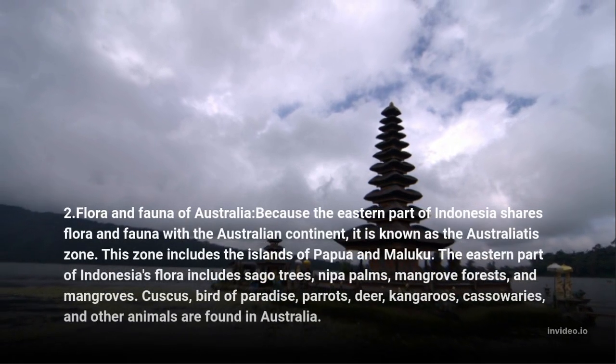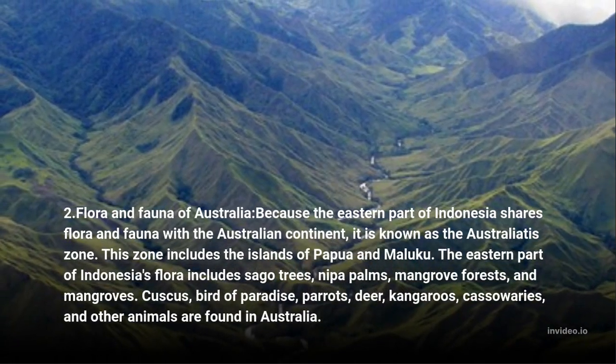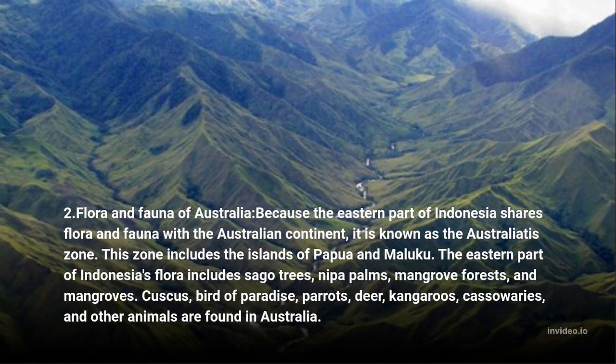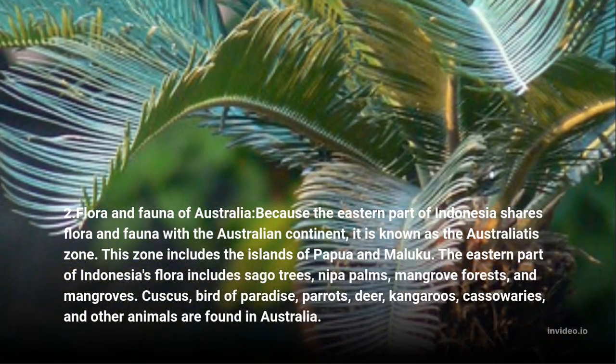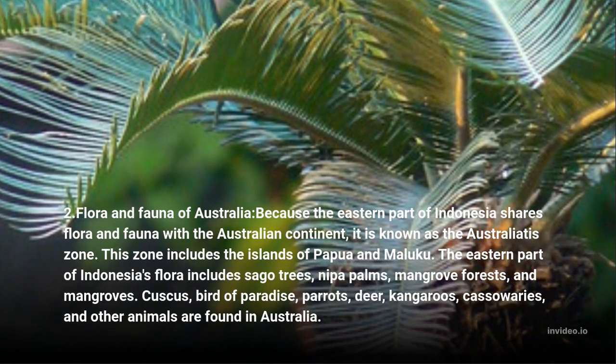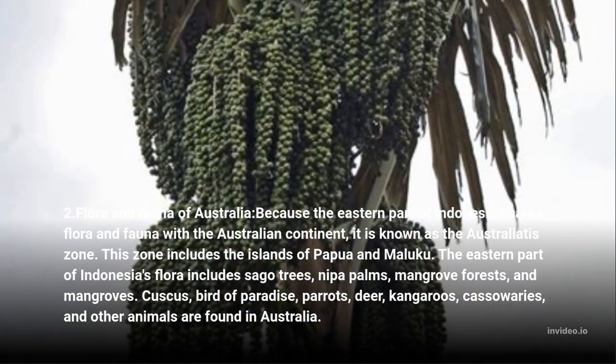Number 2. Flora and fauna of Australia. Because the eastern part of Indonesia shares flora and fauna with the Australian continent, it is known as the Australiatis zone. This zone includes the islands of Papua and Maluku.